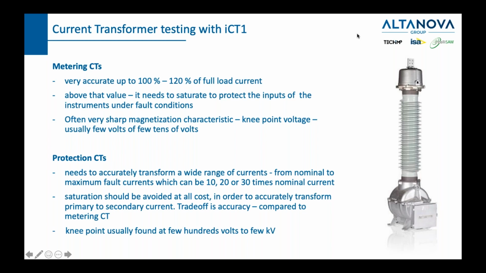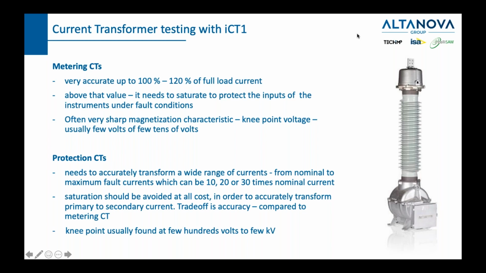So saturation should be avoided at all costs in order to accurately transform primary to secondary current. The trade-off is accuracy compared to metering CTs, but that's not a problem for a protective CT, because when you have a fault, your current doesn't go up 5 or 10 or 15%. It shoots up 3, 4, 5, 10, 20 times more than your standard nominal current. And that's why 1 to 3 or 5% is not such a big issue in this situation.